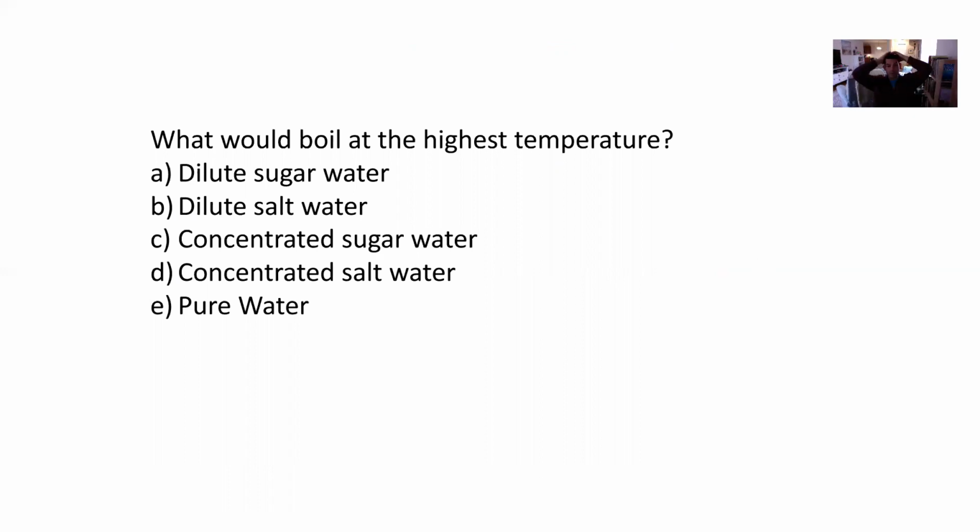Dilute sugar water, dilute salt water, concentrated sugar water, concentrated salt water, or pure water. All right, boiling at the highest temperature. Pure water is actually going to have the lowest boiling point. All of these other four have something present, so those colligative properties elevate the boiling point.